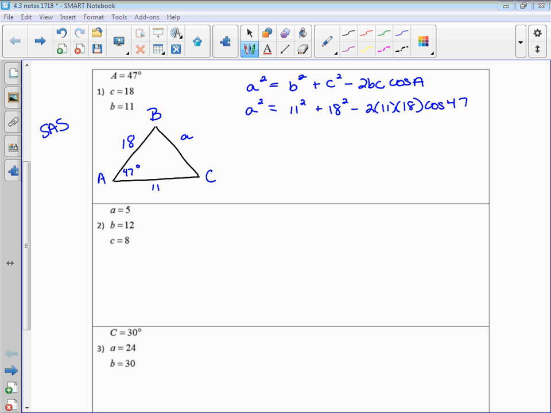3. And guys, you should be getting 13.226. Okay, if you got a really big number, you probably forgot to take the square root.